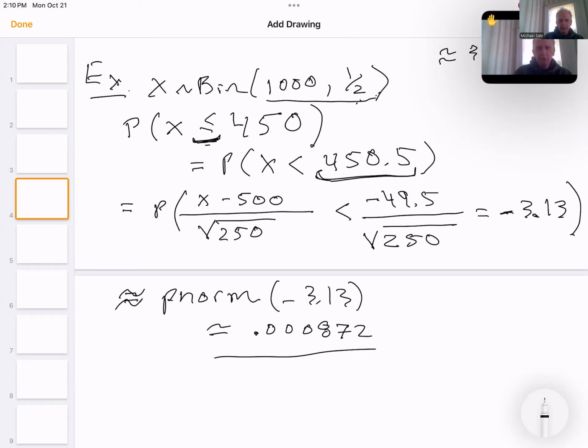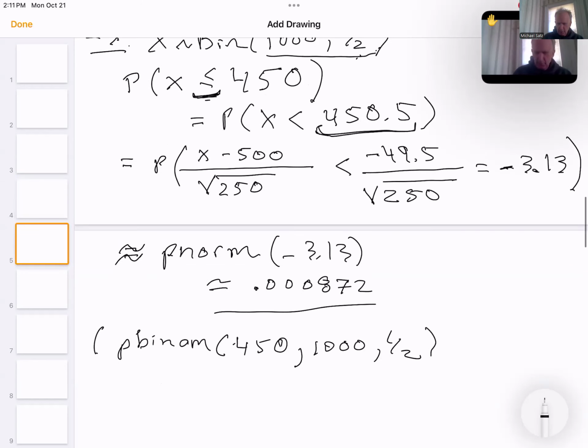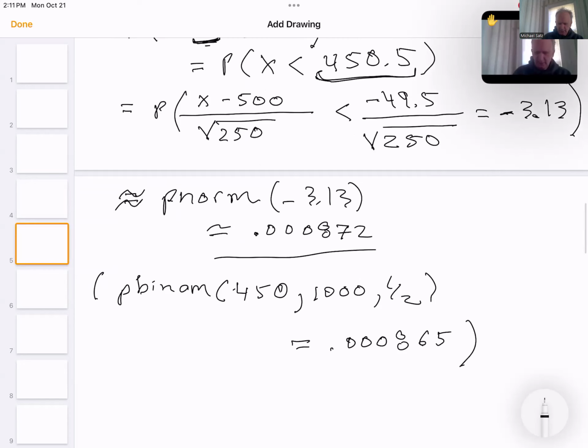So if we wanted to check the true value, we can do P binom, just to compare it. I just put 450. This is just the CDF function. 1,000, 1/2. And this is super close. This is 0.00065. Super close. The relative error here, I won't bore you with. Even though I like computing relative error, I won't bore you with it.